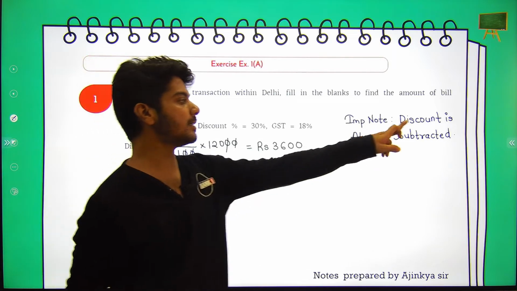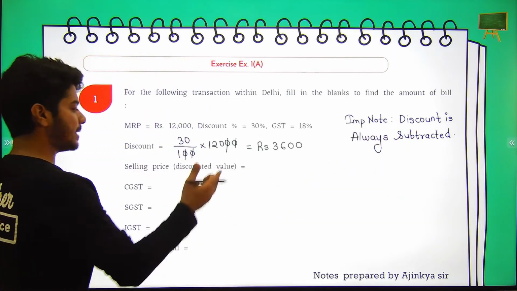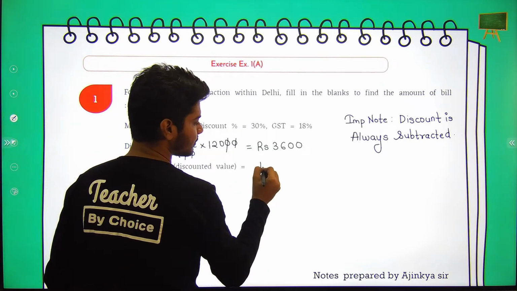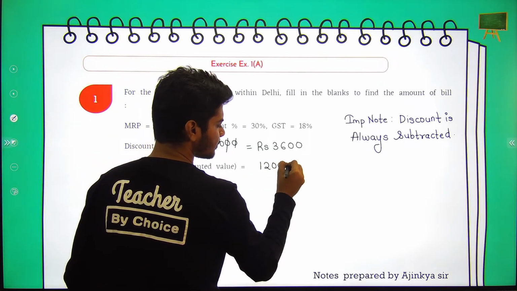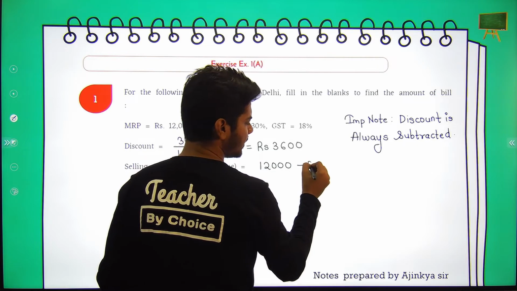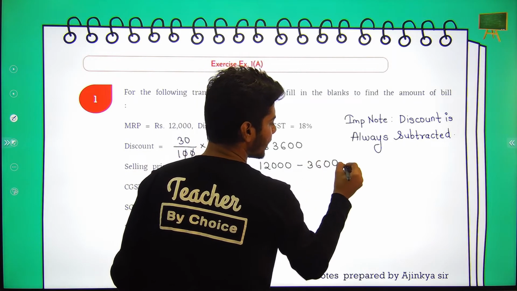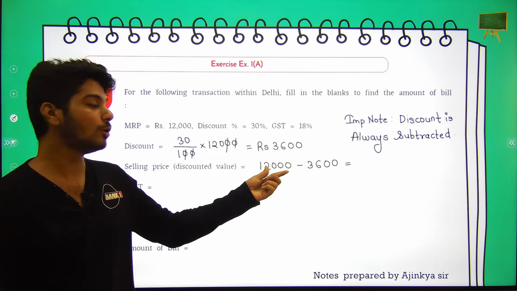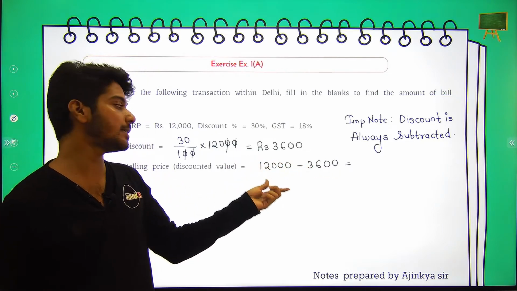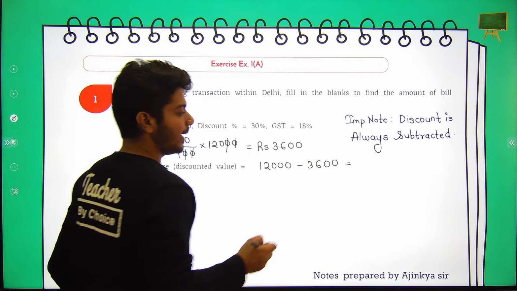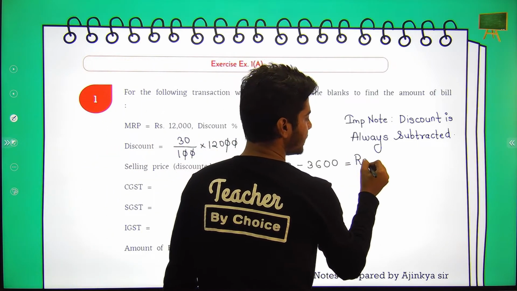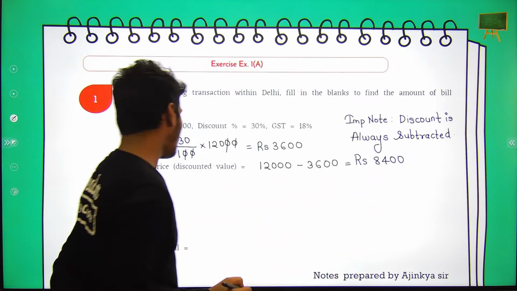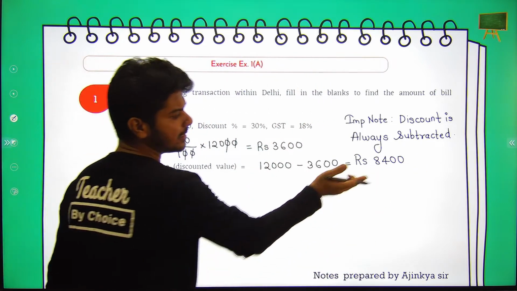I told you discount is always subtracted. So let's subtract and calculate the selling price. 12,000 minus 3,600. From 12,000, first subtract 3,000. This would be 9,000. From 9,000, subtract 600 again: 8,400. This would be 8,400 rupees. This is the selling price.